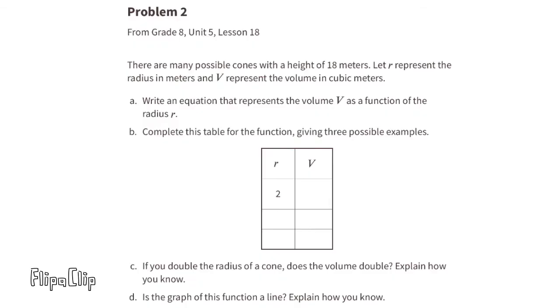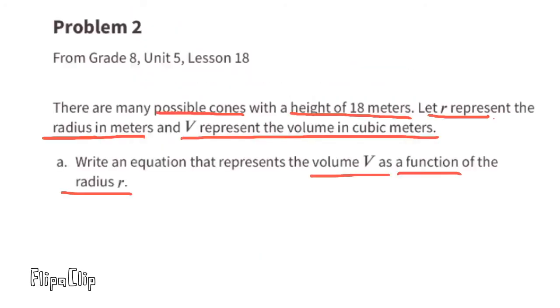Problem number 2 from 8th grade, Unit 5, Lesson 18. There are many possible cones with a height of 18 meters. Let R represent radius in meters and V represent volume in cubic meters. A. Write an equation that represents the volume, V, as a function of the radius, R.